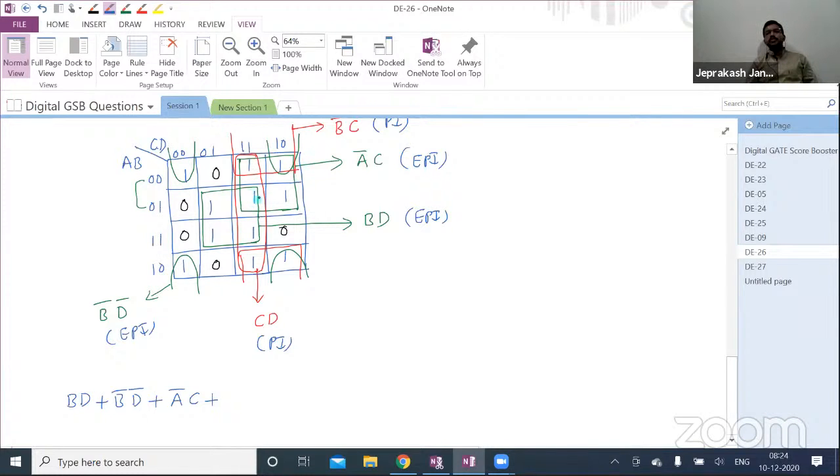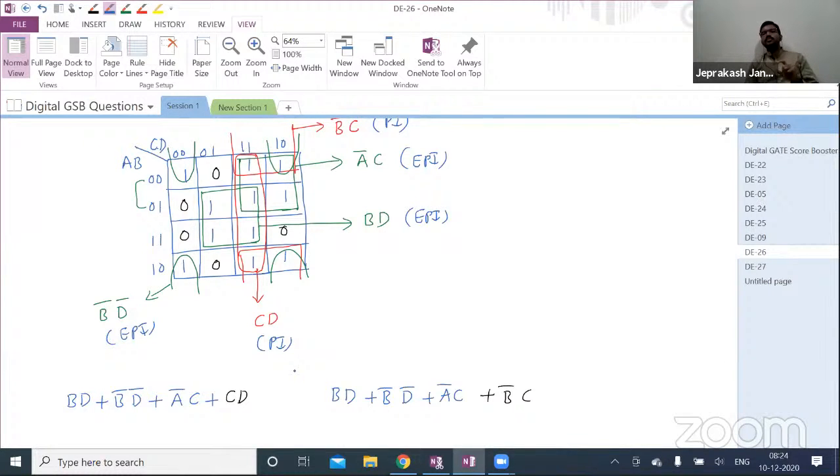Whatever essential prime implicants you are having, those are not covering this particular one, right? So in order to cover this particular one, either you have to do this grouping or this grouping. So you are having a choice. Either you can consider CD or you can consider B bar C. So here you can write as it is BD plus B bar D bar plus A bar C. Essential prime implicants are mandatory. If all the essential prime implicants are covering all the ones, then we don't require other prime implicants.